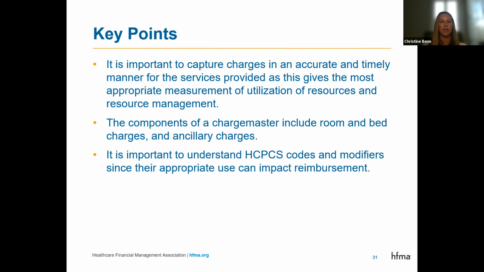It is absolutely critical that the charge master is reviewed and updated regularly to ensure it supports and represents the services provided within the organization. In addition, ongoing education should be provided to staff to ensure code and description changes are communicated to the appropriate service area departments. Additional points to keep in mind. It is important to capture charges in an accurate and timely manner for the services provided, as this gives the most appropriate measurement of utilization of resources and thus resource management. It is important to understand HCPC codes and modifiers since their appropriate use can impact reimbursement.